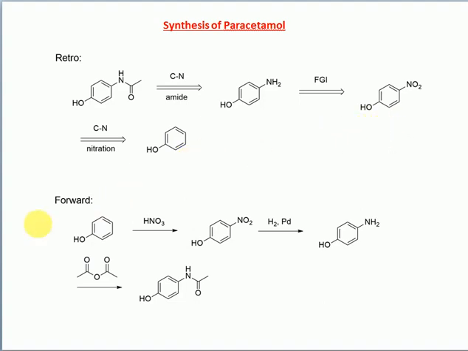So in the forward direction, we will first do the nitration on phenol, followed by the reduction, and then followed by the acetylation. The synthesis of paracetamol is very simple. You can even do it in the laboratory, in an undergraduate laboratory also.